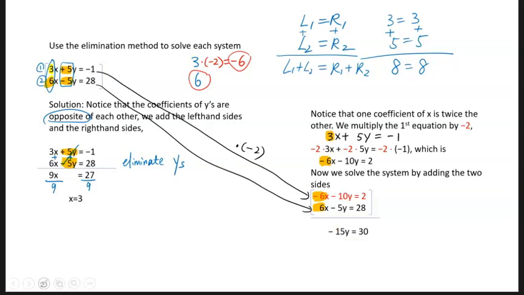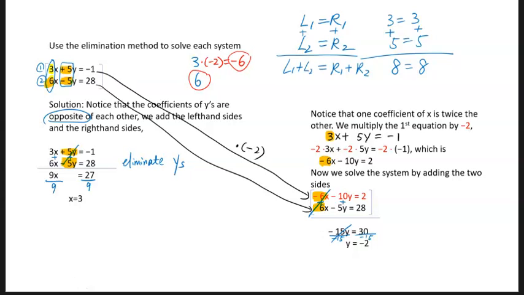So when I add them, I will have -6 plus +6, which is 0, so they cancel out. And -10 plus -5, that's -15y. And 2 plus 28, that's 30. And in order to get rid of -15, I just need to divide both sides by -15. They cancel out, and 30 divided by -15 gives us -2.